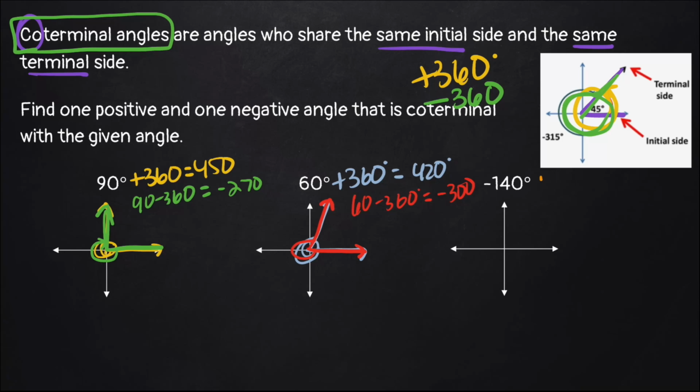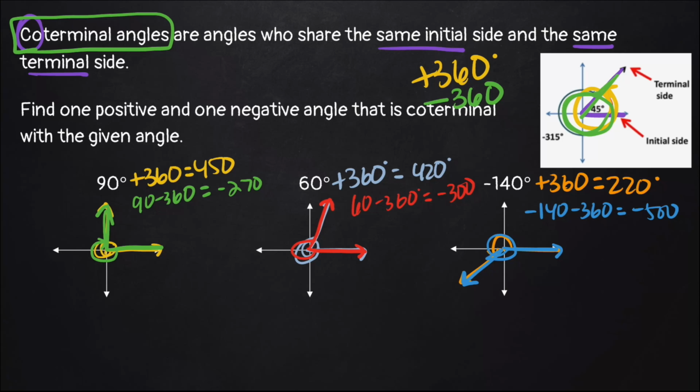And last but not least, we got negative 140. I'm going to add 360 to that to get me 220. There's my positive answer. So here we go. Positive 220 is right about here. And if I were to take the negative, so subtract 360, that would get me negative 500. So starting down and around to get me all the way back to the same spot.